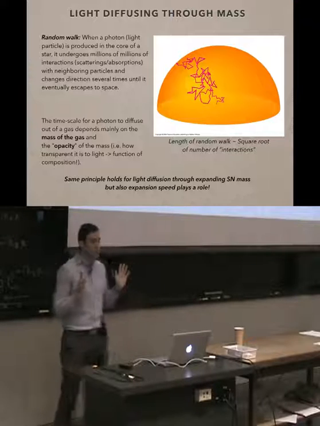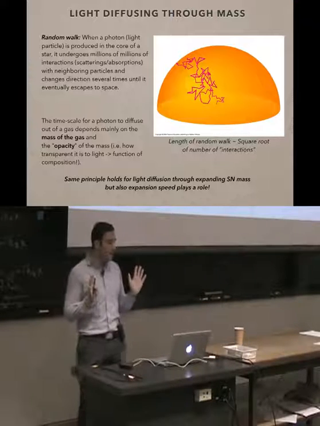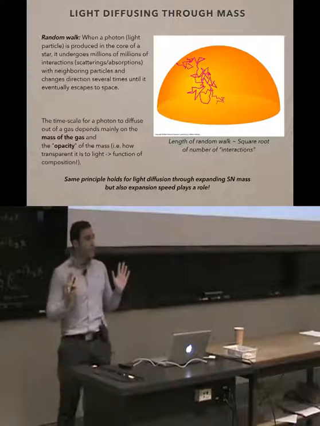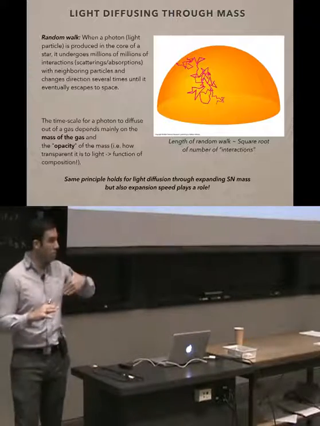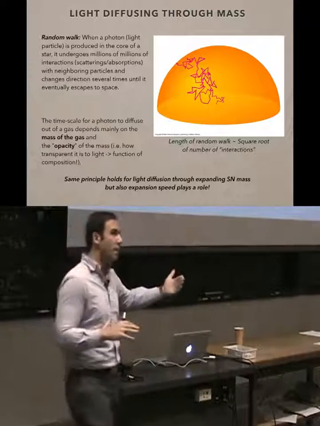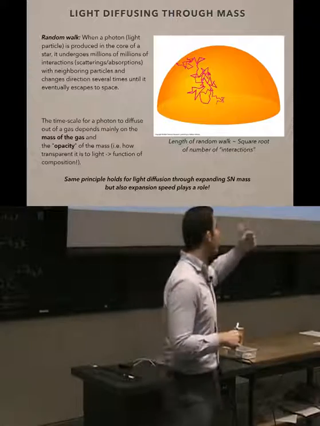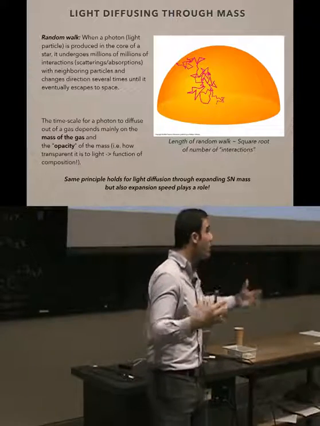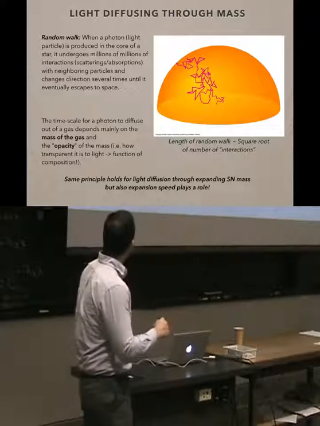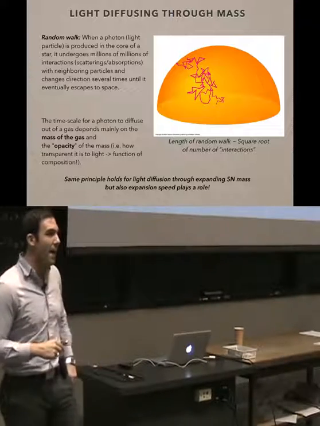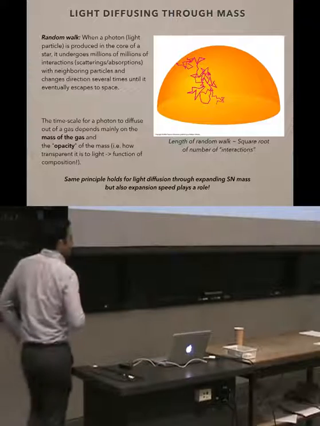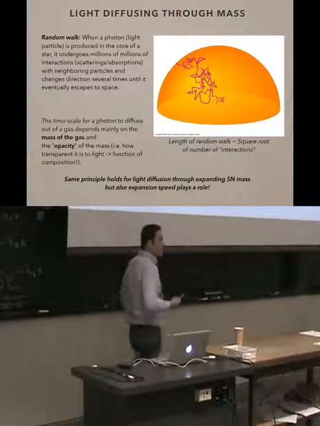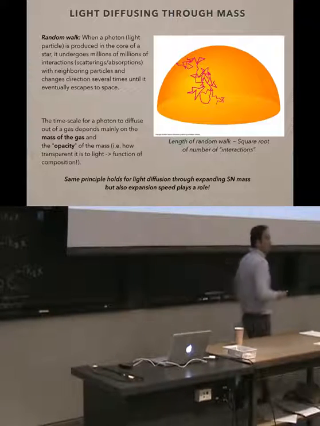But also, the main thing to take away from this slide is that the time it takes for light to escape the supernova material, which is what we're after in the end, scales as the mass of the material it escapes from, and also another quantity called the opacity of the mass, which is related to what the material is made of, which I alluded to in my previous statement.